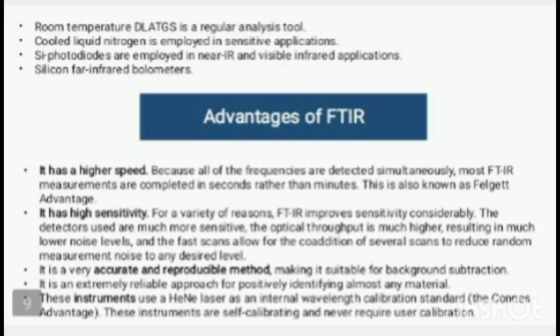It has high sensitivity. For a variety of reasons, FTIR improves sensitivity considerably. Detectors used are much more sensitive. Optical throughput is much higher, resulting in much lower noise levels. And the fast scans allow for the coaddition of several scans to reduce random measurement noise to any desired level. It is a very accurate and reproducible method, making it suitable for background subtraction.